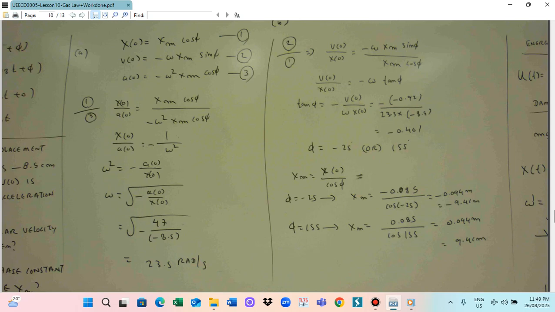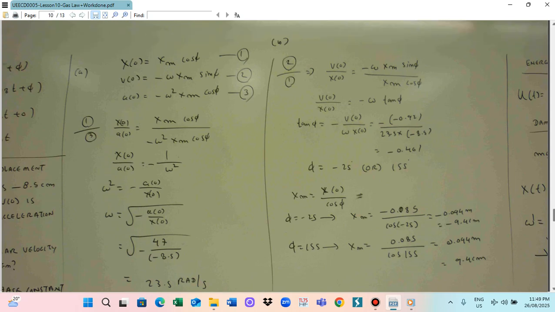So we substitute a0 by magnitude. The a0 magnitude is already given, 47 meter per second square, divided by minus 8.5. So by solving this one, we got 23.5 radian per second. So angular velocity we can calculate this way. So this is the answer for the omega.